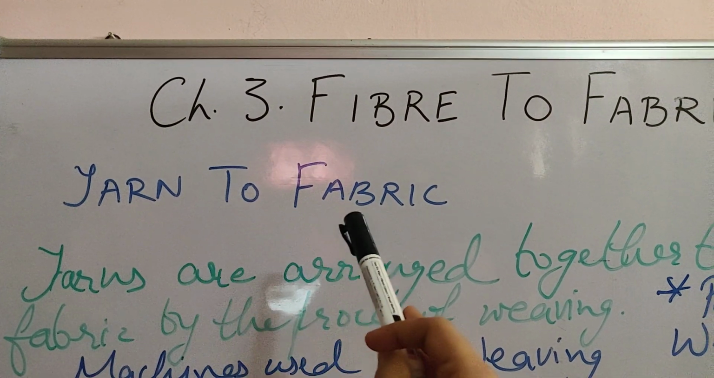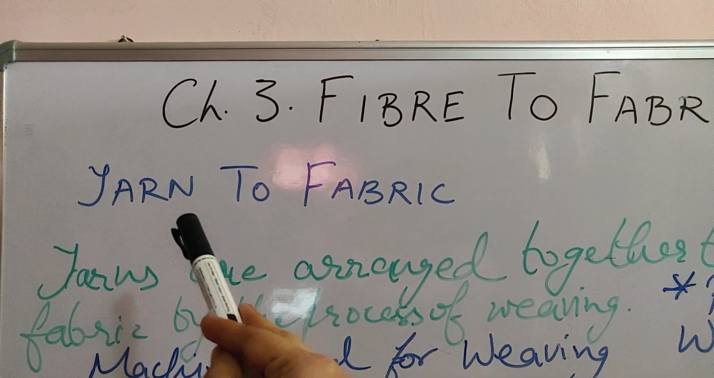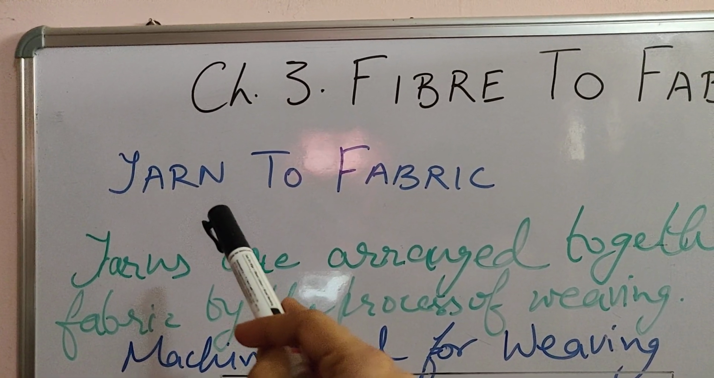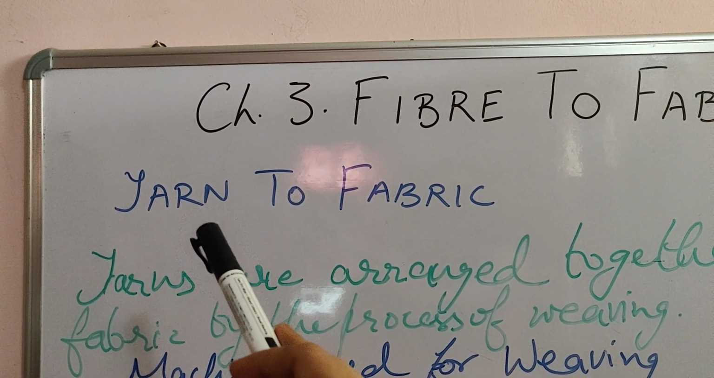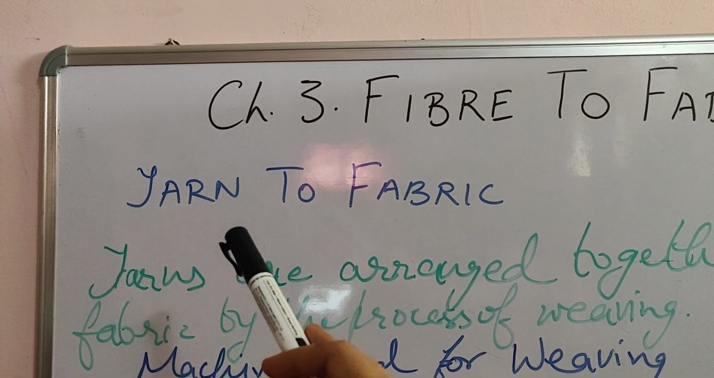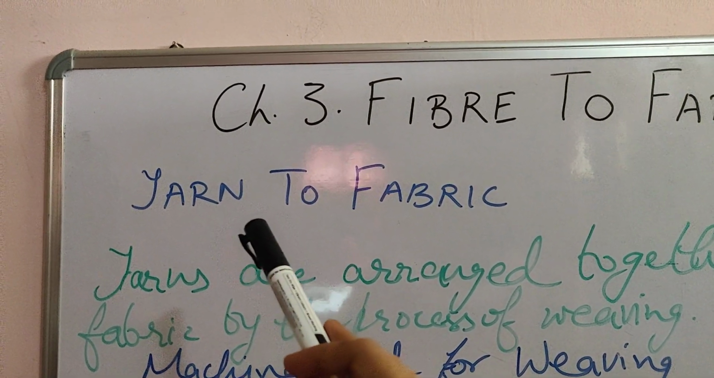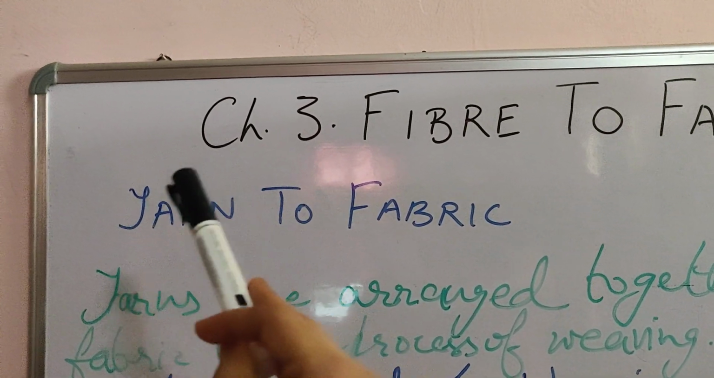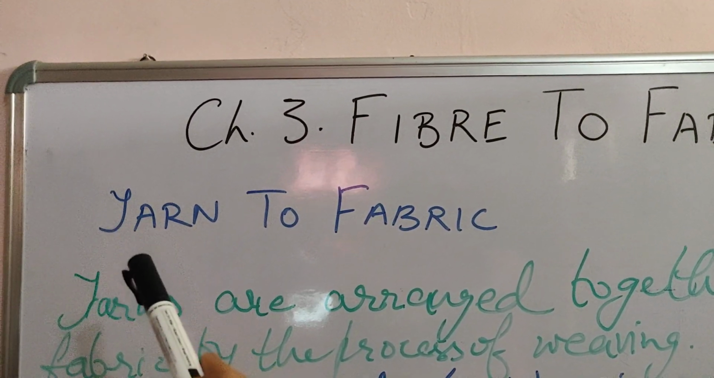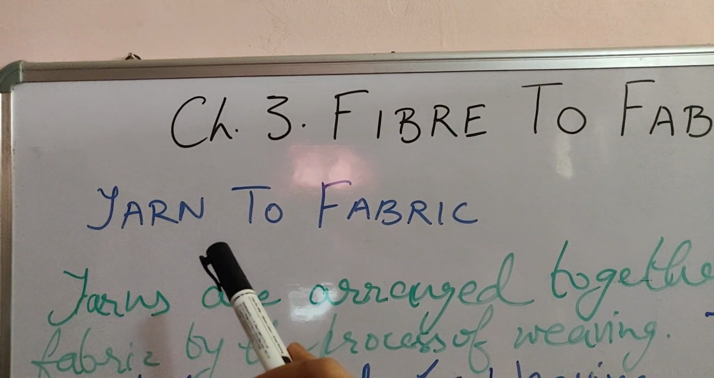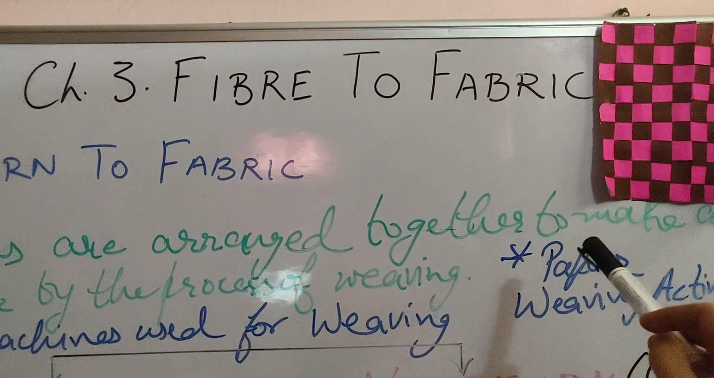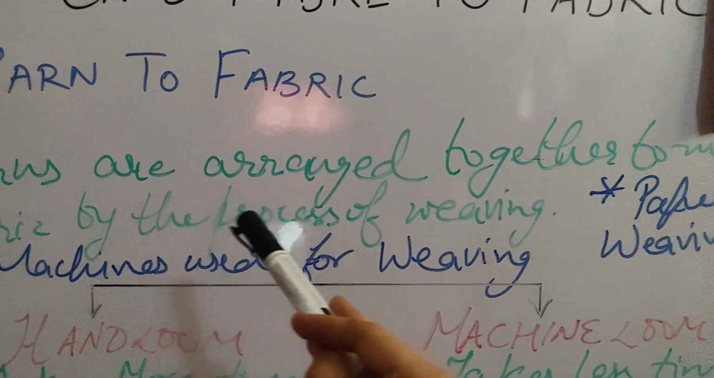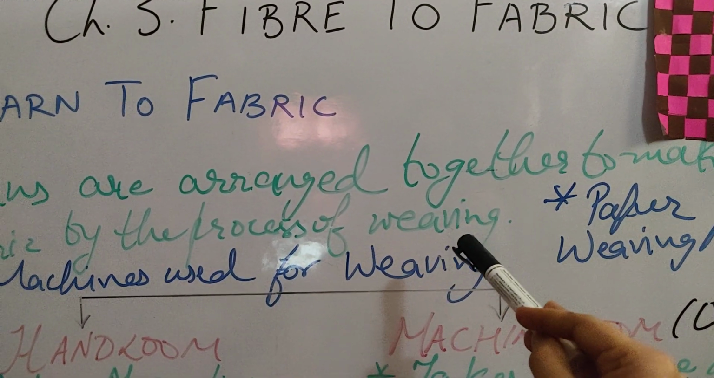In yesterday's class you studied how yarn is made. When the fibers are twisted and brought together by hand operated devices like takli or charkha, or by a spinning machine, yarn is made from the fiber. Now when these yarns are woven, or arranged together in a manner that they form a fabric, it is called weaving.